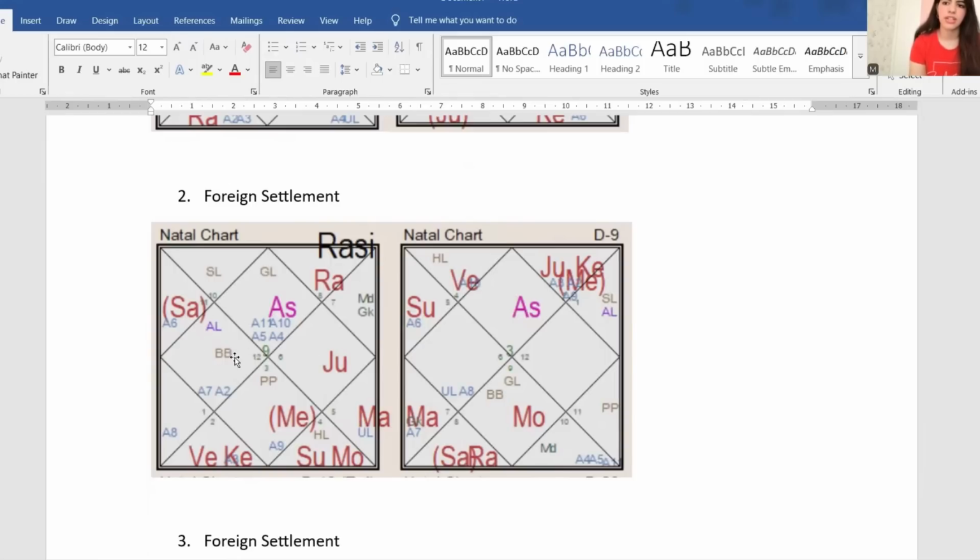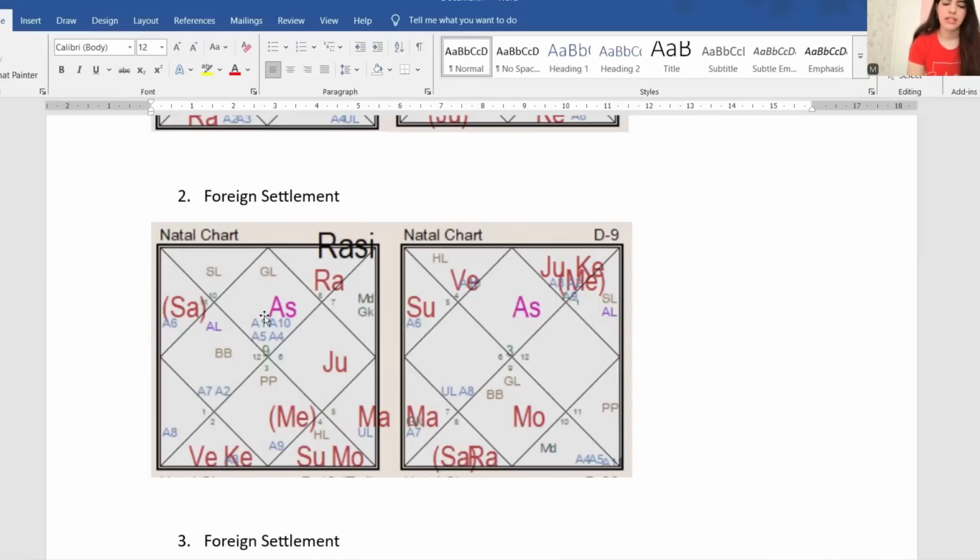This is something that you will see in all charts, that in some way or the other, affliction to the 4th house or the 4th lord will be there in the chart. And in this chart also, we see that the 4th lord is Jupiter and Ketu is afflicting it, because Ketu is aspecting Jupiter. So that affliction is also there.